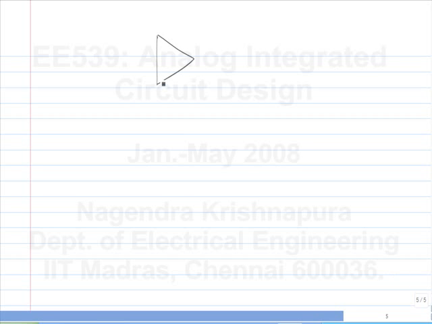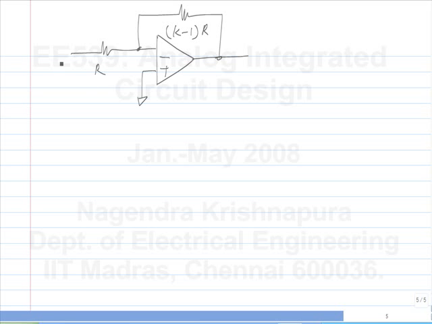So, let us say we have something like this. Again, I will take this one. What is the closed loop gain of this, assuming an ideal op-amp? Minus K minus 1. What is it now? Same. It is the same, right? In fact, with an ideal op-amp, you have 0 volts here. So, this resistor doesn't come into picture in the analysis. So, it is the same.